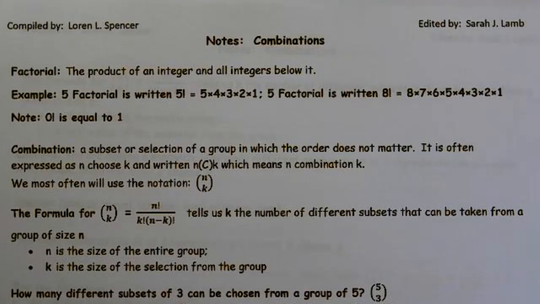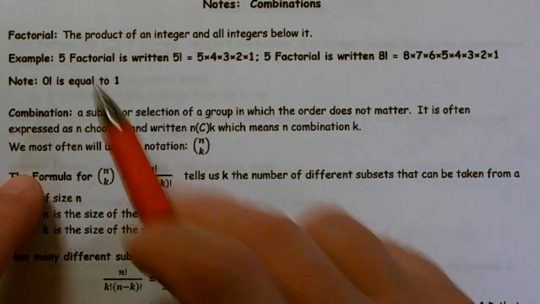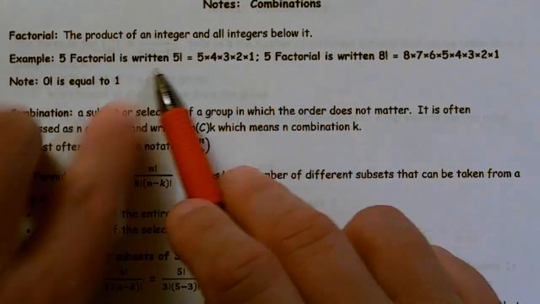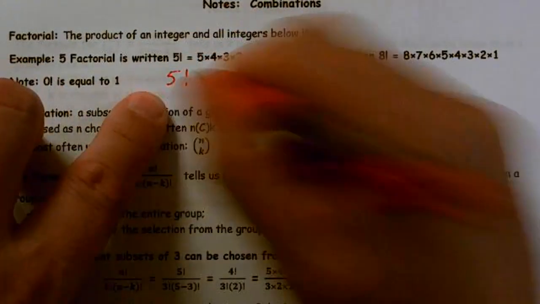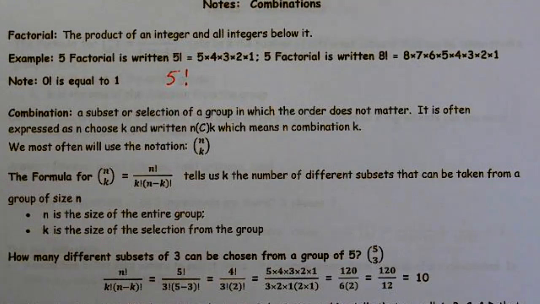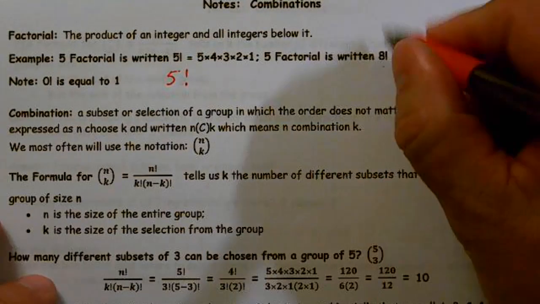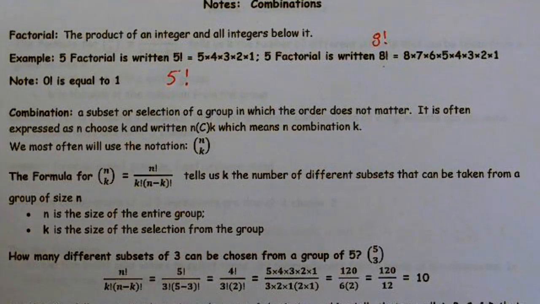So we're going to take just a couple minutes to show you what a factorial is and talk about how to calculate that. And we're also going to show you how to do some combinations. So first off, factorial is the product of an integer and all the positive integers below it. So if we had 5 factorial, it's 5 exclamation point. It's 5 times 4 times 3 times 2 times 1. And 8 factorial, or 8 exclamation point, is 8 times 7 times 6 times 5 times 4 times 3 times 2 times 1.